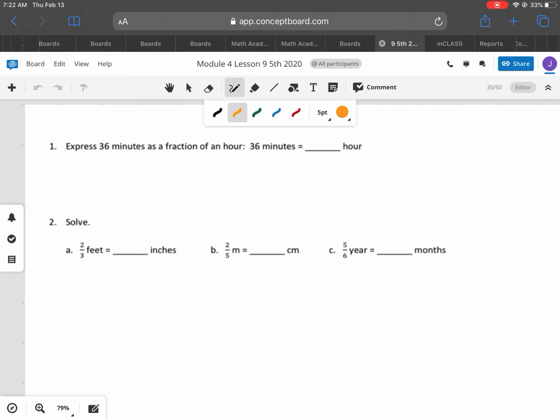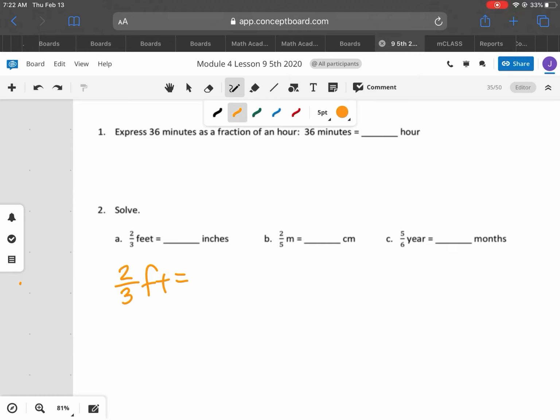Okay, so it's asking you for 2/3 of a foot in inches. So we want to know what 2/3 of a foot is. That's the basic thing that we want to know, but we want to know it in inches. Now, what do we need to know ahead of time between inches and feet? We need to know that 1 foot is equal to 12 inches.